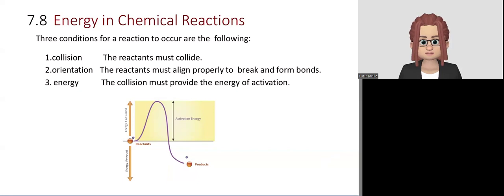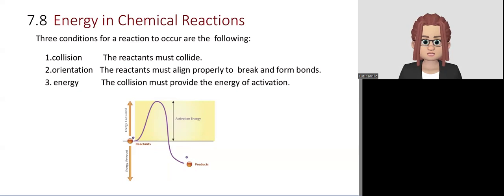That is, first, the reactants must collide. There has to be a collision, meaning the two reactants must meet. Next, there's a particular orientation that these two reactants need to meet each other. They need to align properly because that's what's going to lead to the breakage or the formation of bonds.